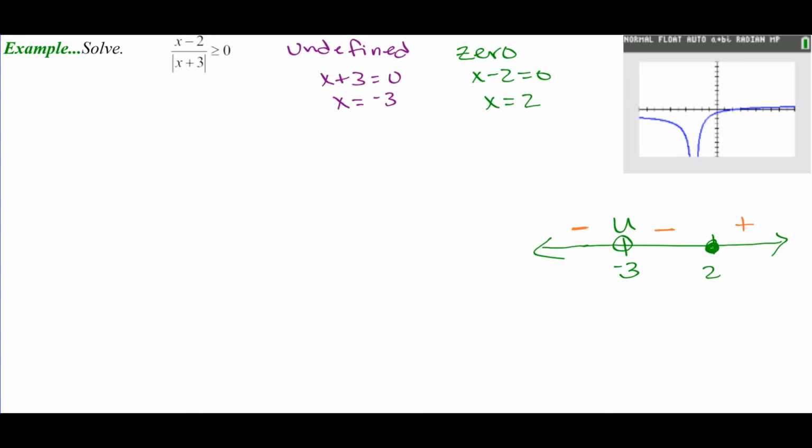So going back to my inequality, I have greater than or equal to 0, so I want the positive regions only, so to the right, and then I can include the 0, so I'll include the 2. So here my solution is 2 to infinity, and I'm going to do the square bracket on the 2 because we can include it because of the or equal to.